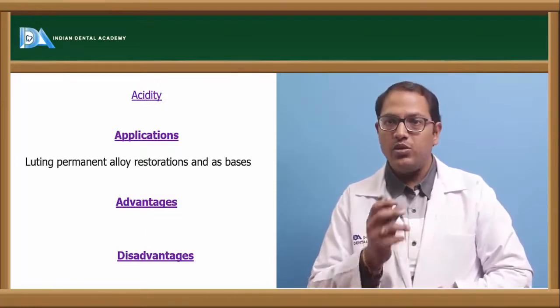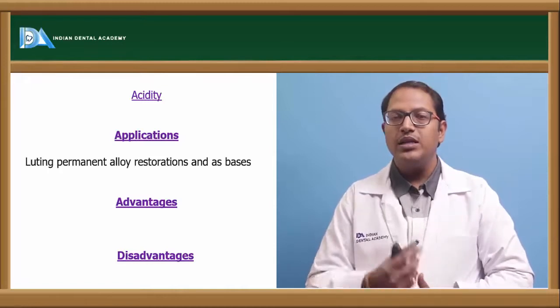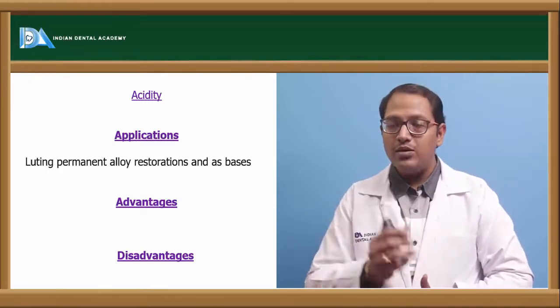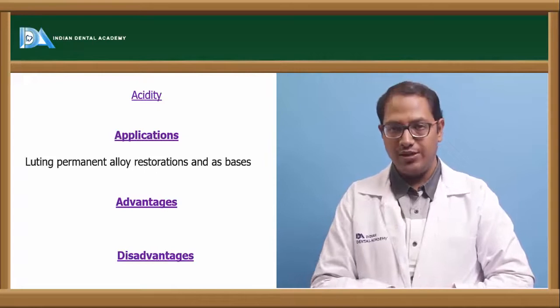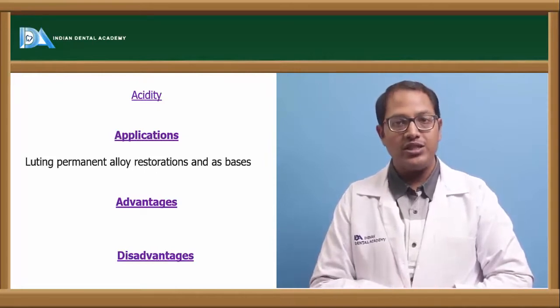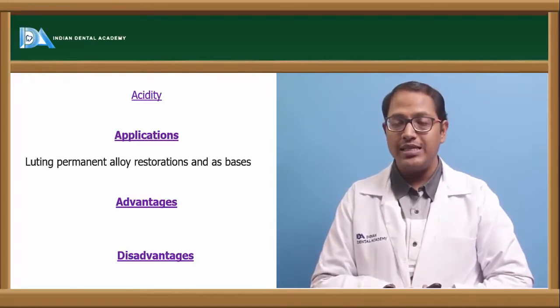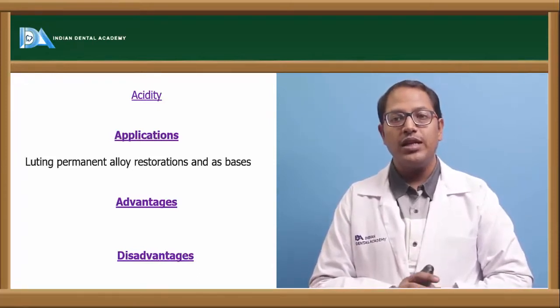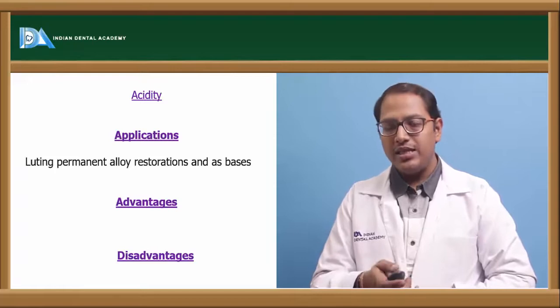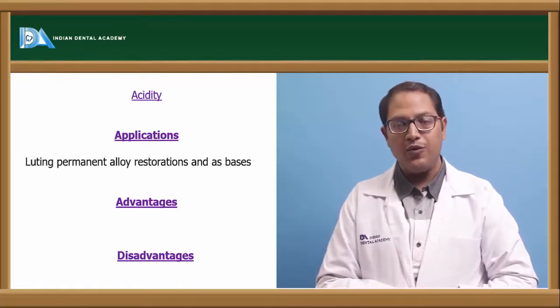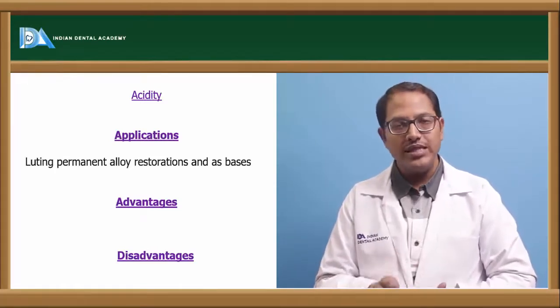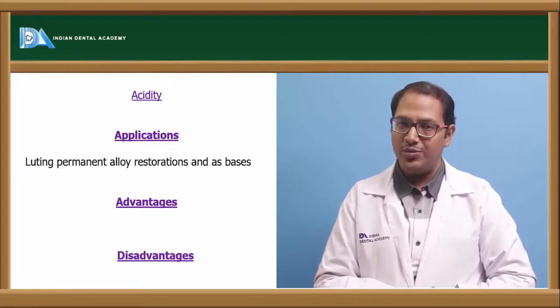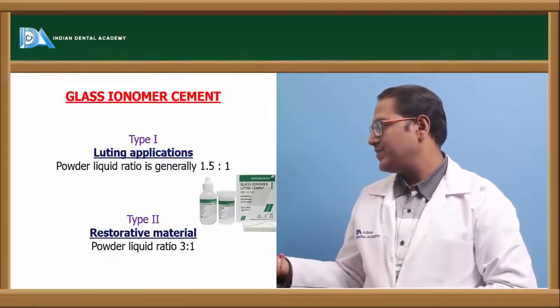So if the viscoelasticity is more, what will happen? It will percolate outside the restoration that we will give. That's again bad for the gingiva because initially it has a very acidic pH. And there is a need to clean the surface to utilize the adhesion. So these are the disadvantages related to zinc polycarboxylate cement.